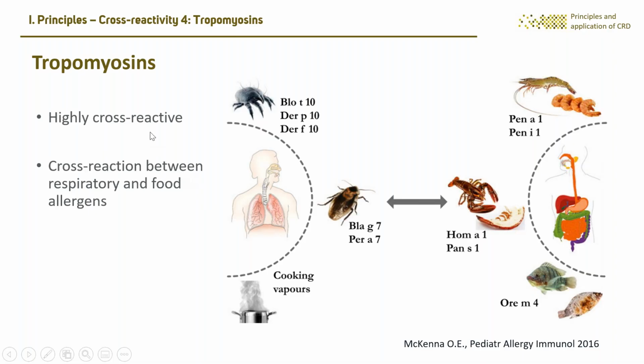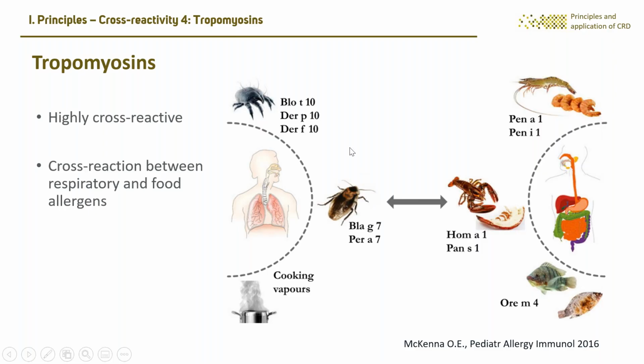A completely different family of proteins is the family of tropomyosins. This is very interesting, because as they are muscle-associated proteins, they can be found in very different and diverse animals. You find them, for example, in house dust mites, in storage mites, but also in insects like cockroach, shown here. But you also do find them in seafood, like in prawns, in lobster, but also in fish.